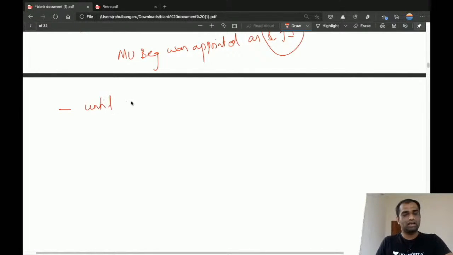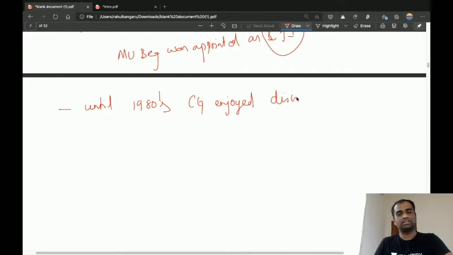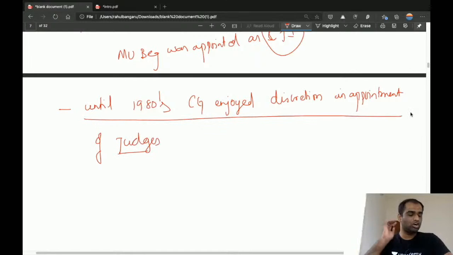until 1980s, central government enjoyed discretion in appointment of judges. What is the meaning of enjoying discretion? Central government will appoint any member they like as long as they are qualified to be a Supreme Court judge. Even CJI as well as Supreme Court judges and High Court judges, they will appoint whichever person they like, because they enjoy considerable discretion. Why? Because the word consultation was not clearly defined in the Constitution. Because of that, until 1980s, central government enjoyed considerable discretion in appointment of judges.